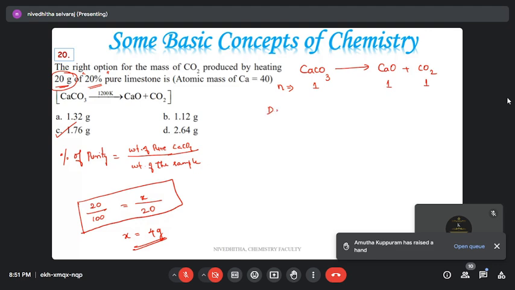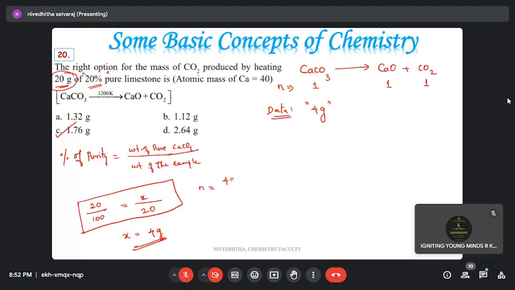So the data is, they are decomposing only 4 gram of calcium carbonate. Whenever we have weight, we have to convert this weight into number of moles. So what is the formula to calculate number of moles from the given weight? Given weight is 4 gram and molar mass of calcium carbonate is 100 gram per mole, right? So what is the number of moles? What is the number of moles? 1 by 25, right?